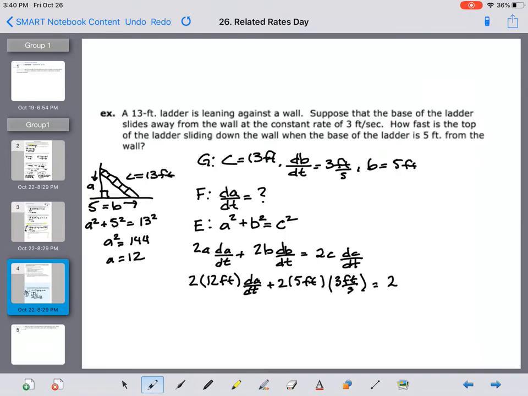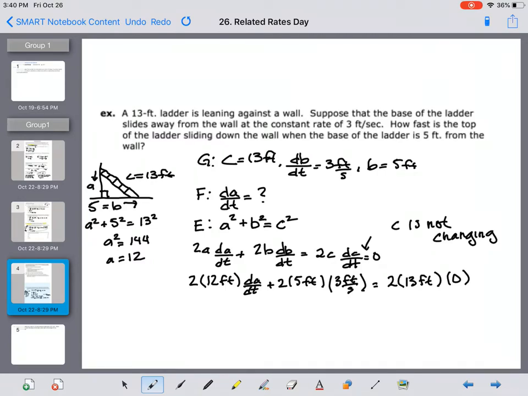Equals, our C was 13. And then we don't have a dC dt, but C was in fact the ladder from the problem. So C is not changing. That's important. If it's not changing, that means its rate of change, the dC dt, would have to be equal to 0. So 0 in there. Okay, if it's not changing, the rate of change is 0. I mean, it makes sense.